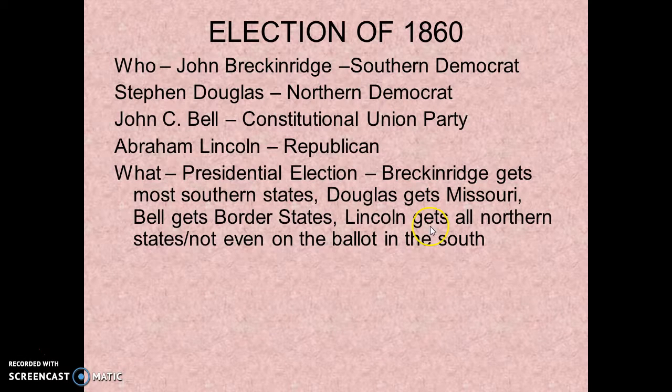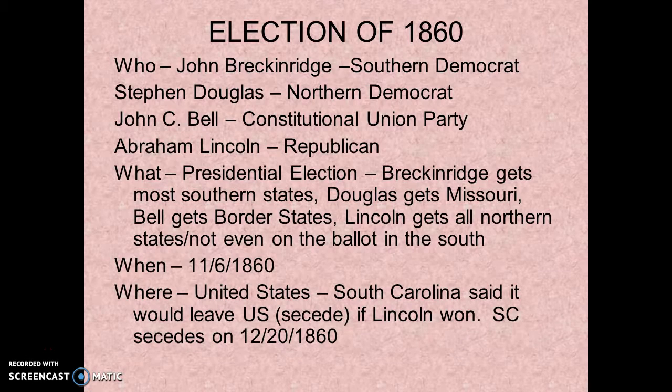So even though you couldn't even vote for him here in the South, he still wins, which clearly angers a lot of the people in the South, that they couldn't even vote for him down here, but they were completely outnumbered by population, and so he doesn't even have any real competition to win this election from anybody in the South. This takes place in November of 1860, and then obviously it's in the United States.